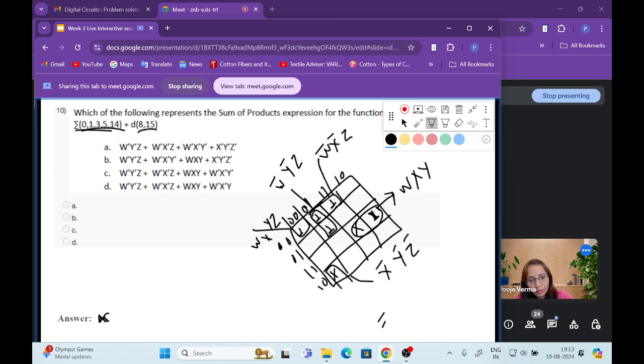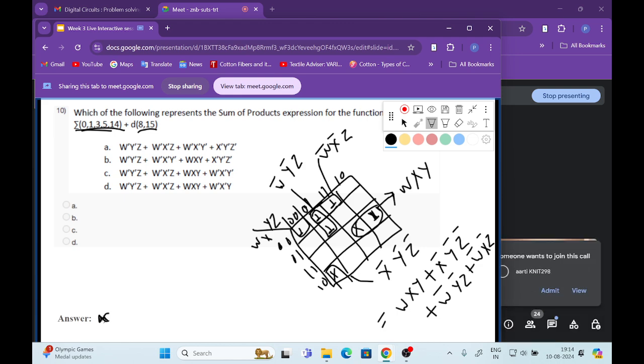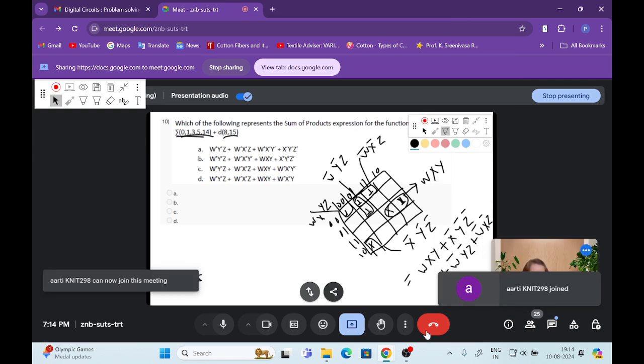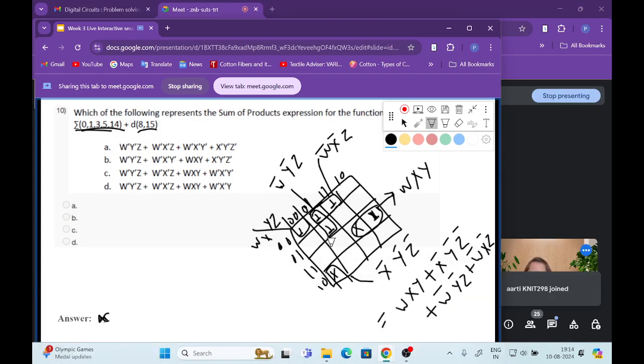WXY plus X dash Y dash Z dash plus W dash Y dash Z plus W dash X dash Z, right? So just check which options will match better. So you can choose anyone so that it is easier to find out which option is correct. So I'm taking WXY is there. It is in three options. Now next take the another one, X dash Y dash Z dash.